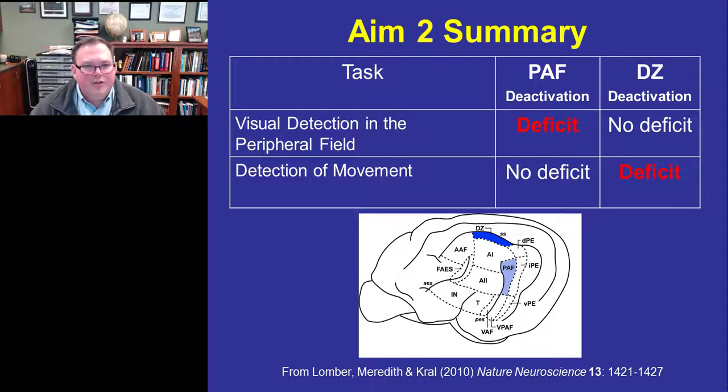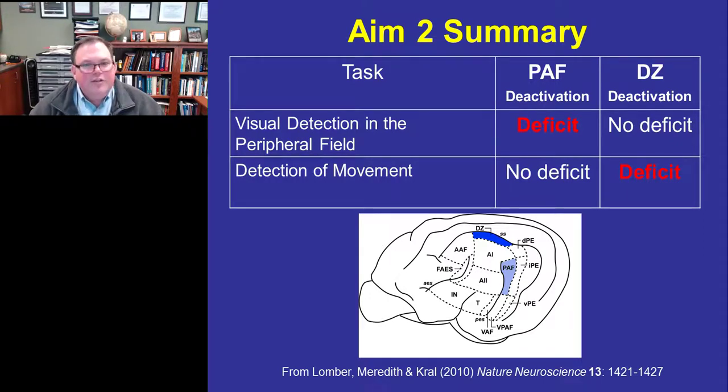So let's summarize this first study. Here you can see that we found there were two tasks where performance was enhanced in the congenitally deaf animals. That was visual detection of the peripheral field and the detection of movement. And when we deactivated the posterior auditory field bilaterally, we got a profound deficit on the visual detection of the peripheral field, but not in the detection of movement. In contrast, when we deactivated the dorsal zone bilaterally, we found a deficit in the detection of movement and no deficit in the visual detection of the peripheral field.